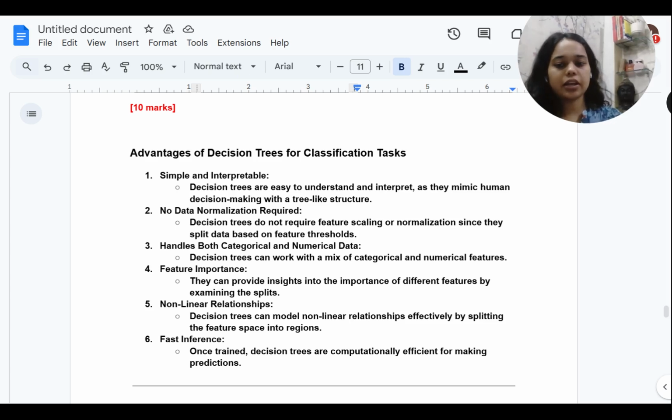Next, we have non-linear relationships. Unlike linear models, decision trees can capture non-linear relationships between features. By splitting the features into specific regions, they can model complex patterns and interactions between the features effectively. Next, we have inference. Once the tree is trained, making a prediction is computationally efficient, since each decision at a node involves a simple comparison, and the prediction time is fast even for large data sets.